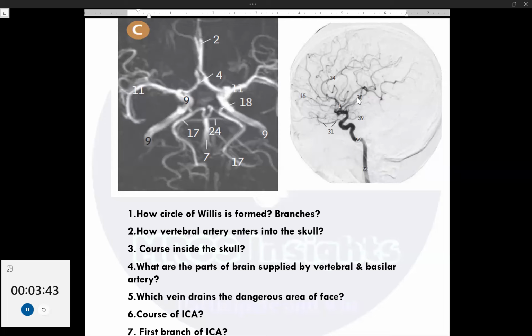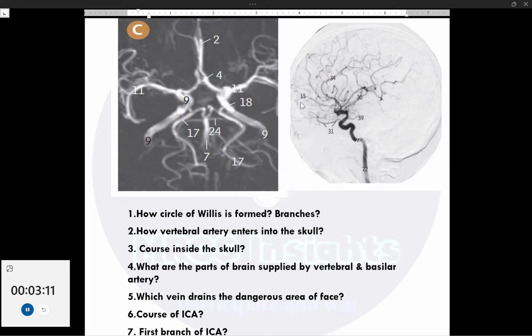And what is 30? Ma'am, it's the lower division of the middle cerebral artery. Yes, okay, we can also call it the middle cerebral artery as well. This is the upper division and this is the lower division. Okay, ma'am. So what is number 15? Maybe the lenticulostriate artery. Okay, yes, the lenticulostriate artery.